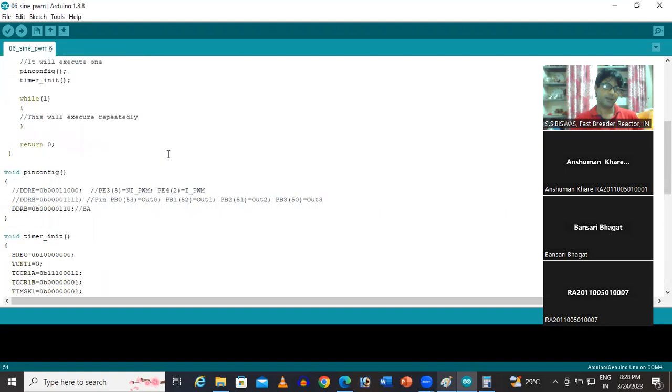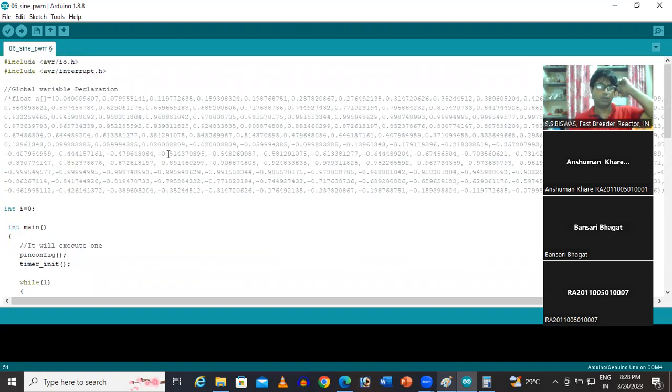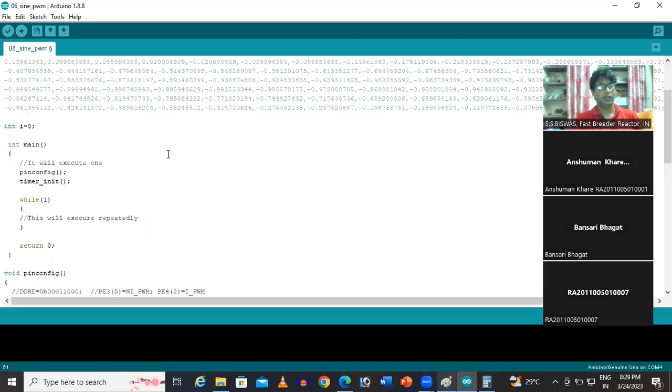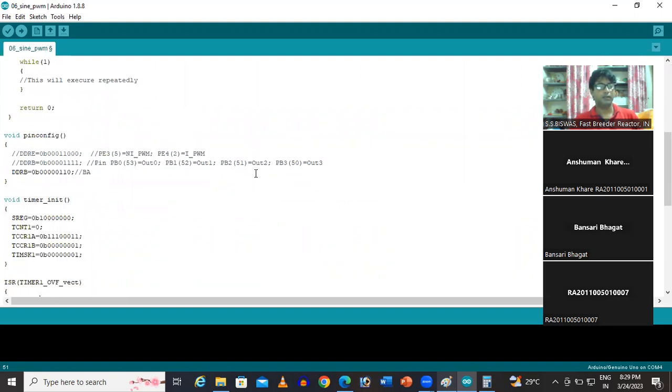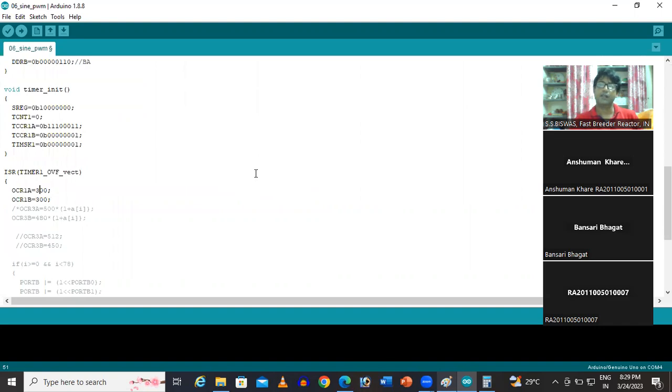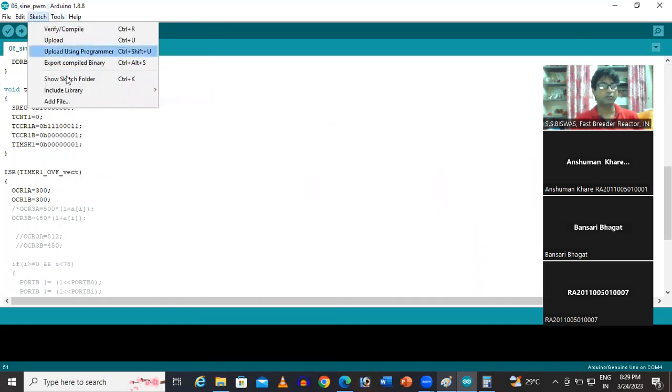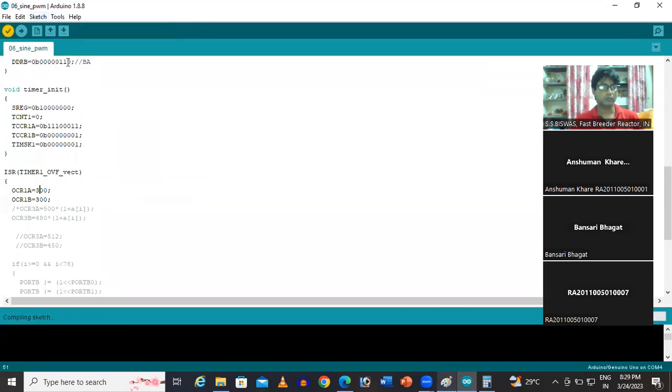So this is all about the code. It's very simple. This is the header file. Then this is the initialization. And this is the output pin declaration and the timer configuration. And this is the simple interrupt service routine where I have defined the duty cycle. So let us compile it.